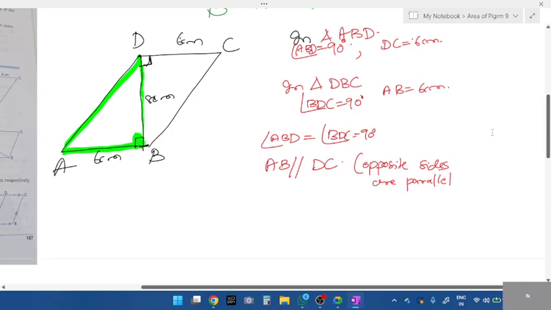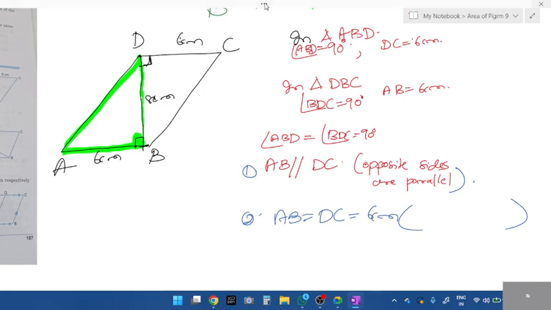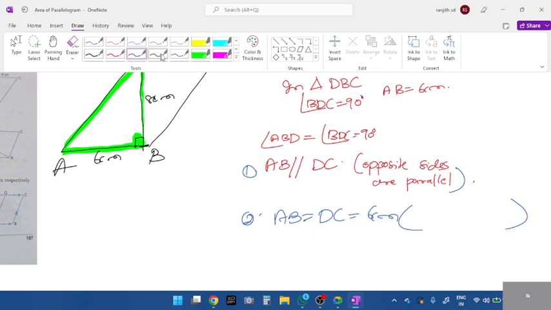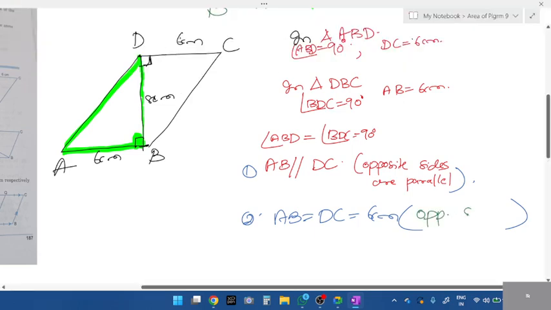Therefore, they are equal. So first thing, split into two triangles. Write whatever they have given, two angles. Write this statement: AB is parallel to DC, opposite sides are parallel. That is the first point. Second point, AB is equal to DC, equal to 6 centimeter, opposite sides are equal. First one was parallel, second is opposite sides are equal. Therefore, ABCD is a parallelogram.